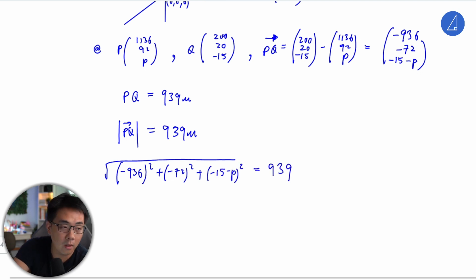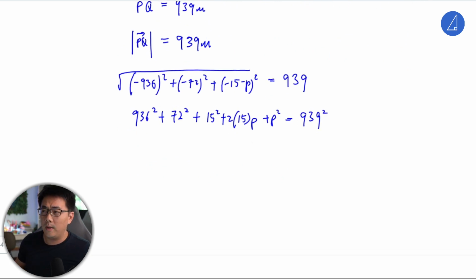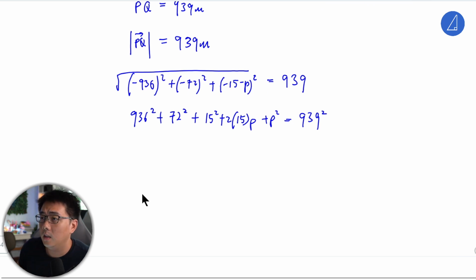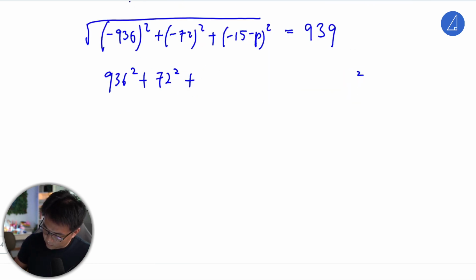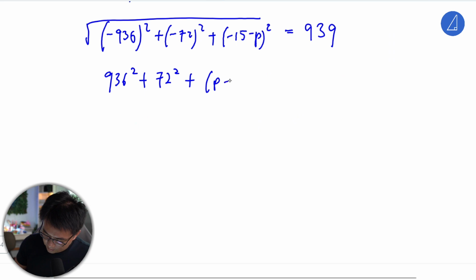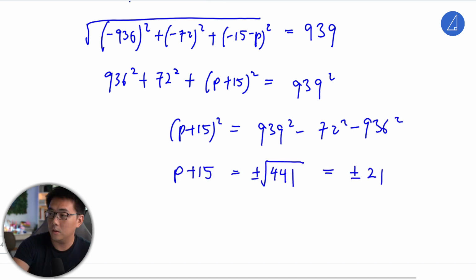I'll try to simplify this. I don't want to put too many squares, so I'll just leave the squares there. Then we could solve this quadratic equation using a calculator. Actually, there's a faster way. We could have just left the P plus 15 here, then square root it later. 939. Of course, we could expand it, so it's P plus 15 squared equals 939 squared minus 72 squared, 36 squared.